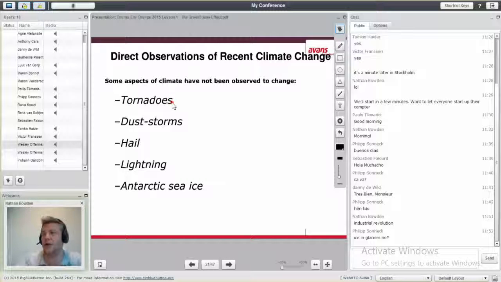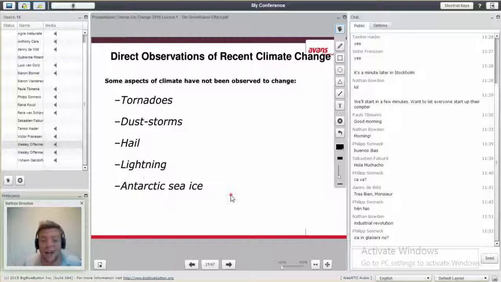Tornadoes don't affect Europe too much, but where I'm from, we have lots of tornadoes. They haven't been more or less in the last few years. Dust storms in the United States have actually gotten better. Why? Because of management. We're just managing the soil better. Hail, lightning, these are unaffected by climate change.